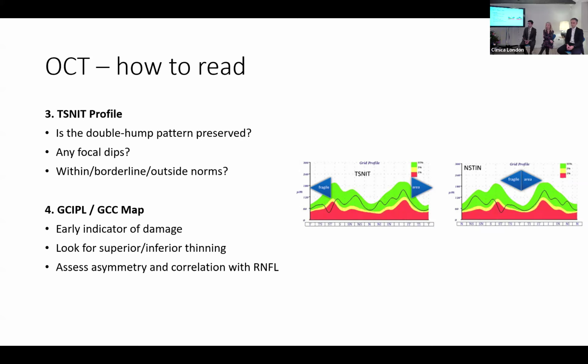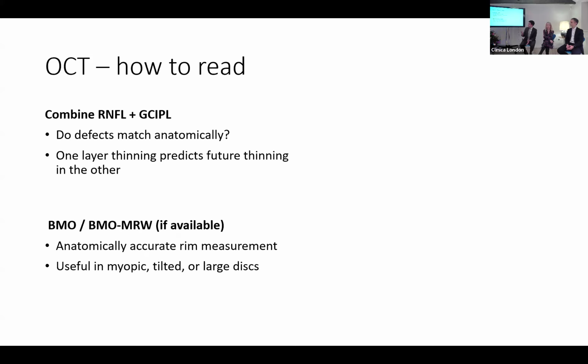And as I mentioned before, you then obviously use this information along with the GCL, the ganglion cell layer, and the inner plexiform layer map, which is the macular scan, and see if the defects are matching those of the other scan as well. So like I said, combine the two to help you get a better idea clinically of what's going on.